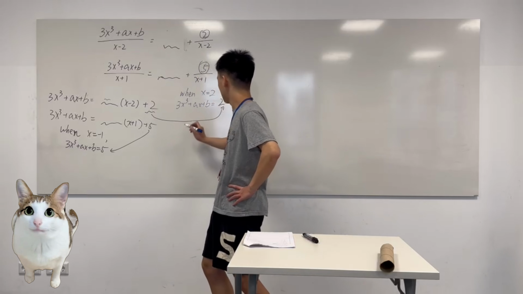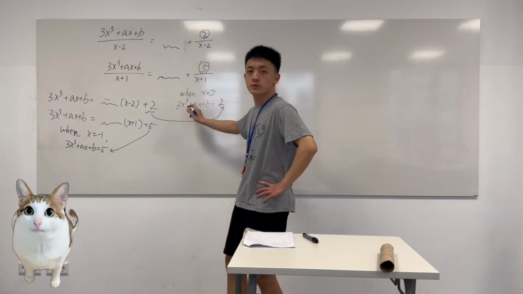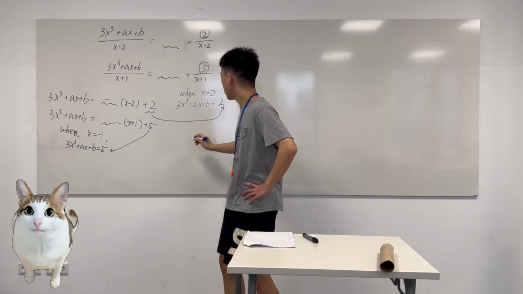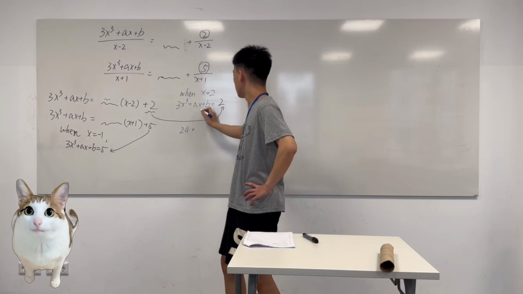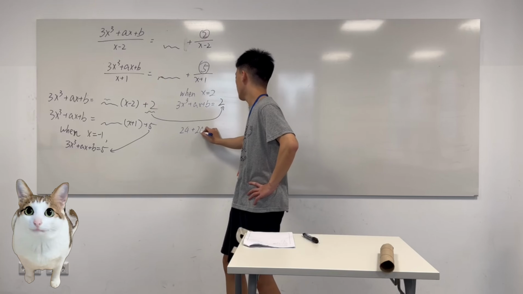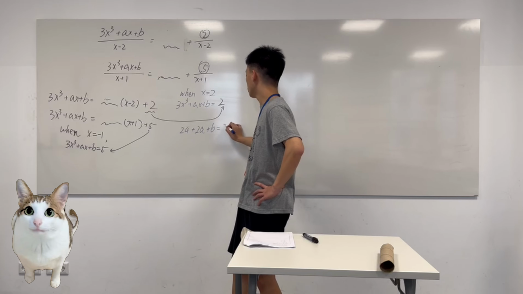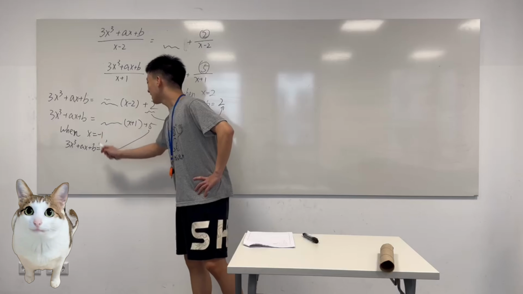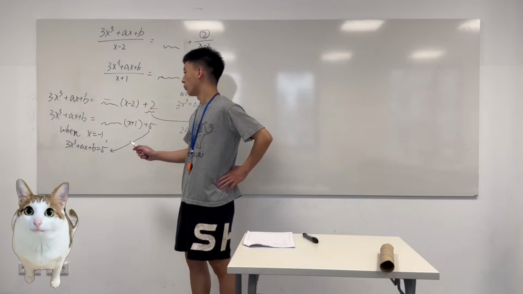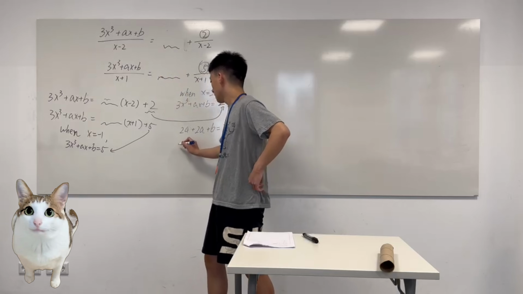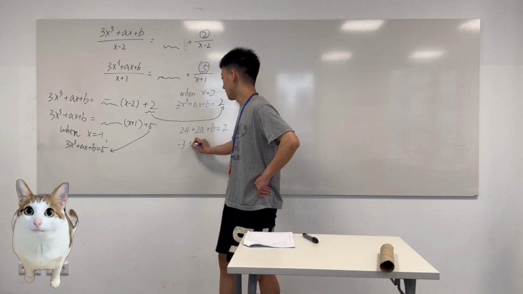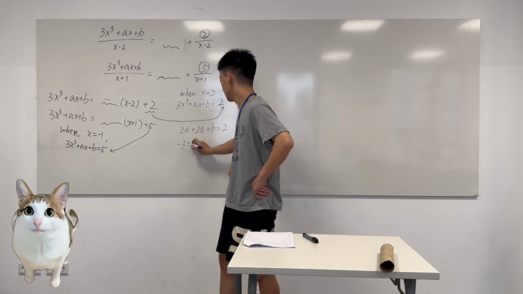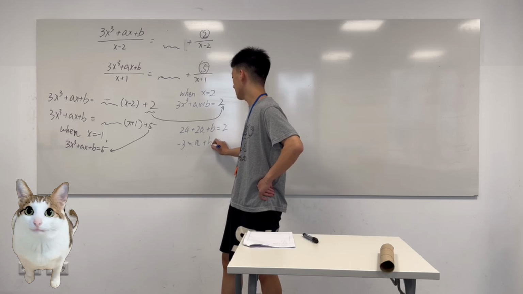So we get 2 to the power of 3 is 8. 3 times 8 is 24. So 24 plus 2a plus b is equal to 2. And for here, -1 to the power of 3 is -1. So it will be -3 minus a plus b is equal to 5.